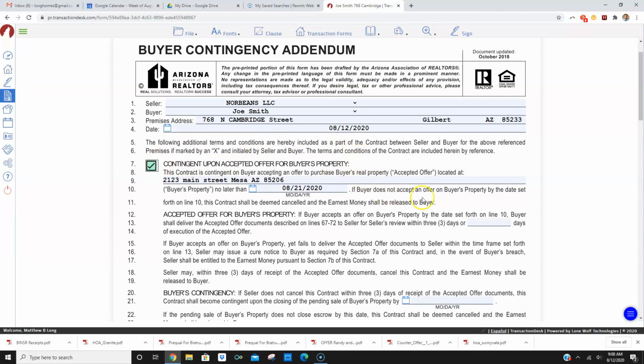And it goes on to say, if buyer does not accept an offer on the buyer's property by the date set forth, this contract shall be deemed canceled and earnest money shall be released. So what that means is if you ask for the 21st and on the 20th you don't have an offer yet, you need to be talking to the listing agent of this property that your client is buying and saying, hey, we're going to need more time. Can we get more time? And you don't want to just let that expire. You need to have that conversation.